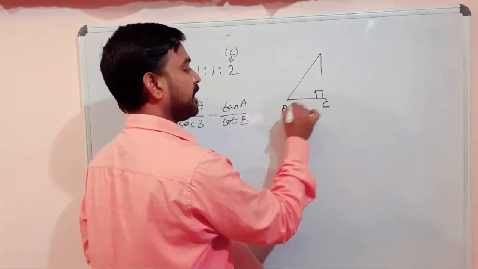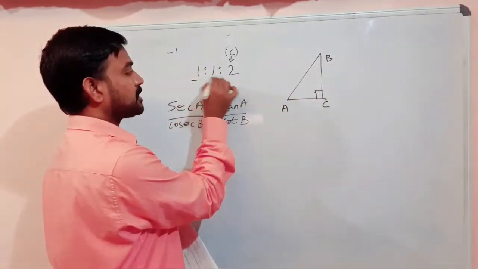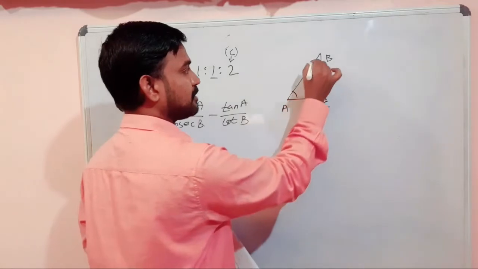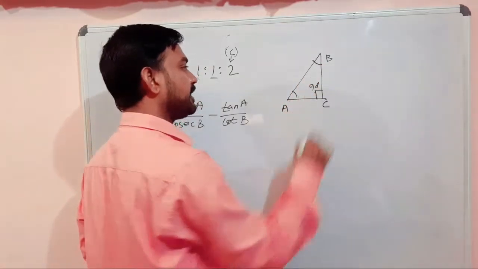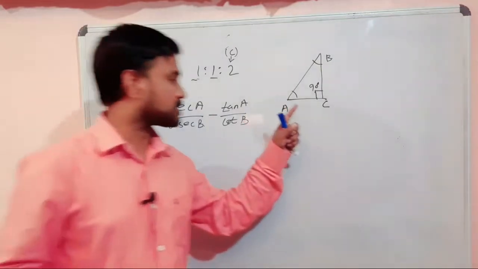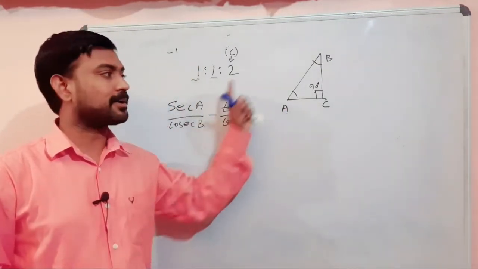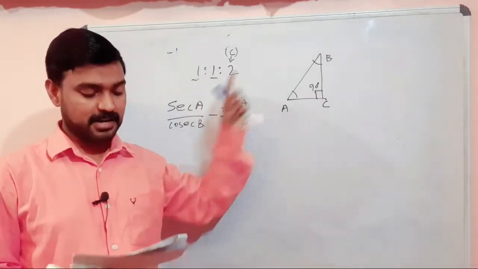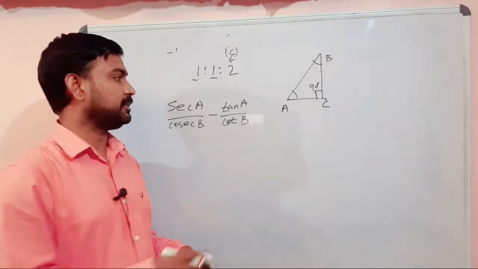The remaining A and B can be marked here. It says that these two parts are 1, which means here it will be the same angles. Here it is 90 degrees. How did we get 90 degrees? Because this question is based on trigonometry. Trigonometry is applicable in a right angle triangle. So this triangle is triangle ABC, which is right angled at C.